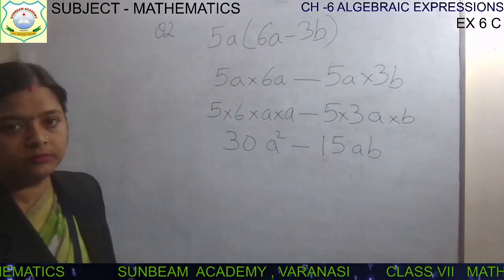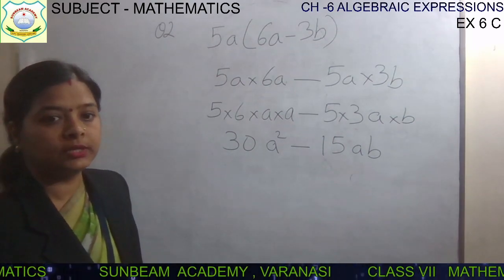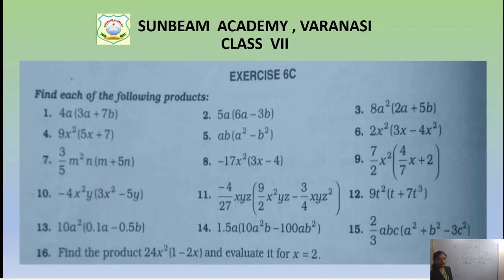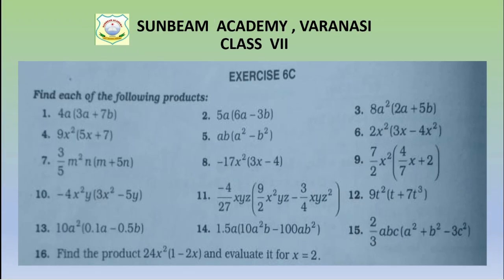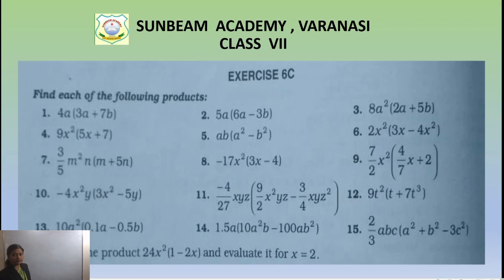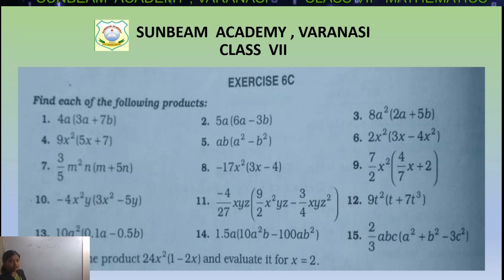Okay. Now let's see question number 4. Question number 4, children. Write down question number 4. I am also writing. Hope you all are writing this. 9x square, then in a bracket 5x plus 7. This is our question, children, which we have to multiply.